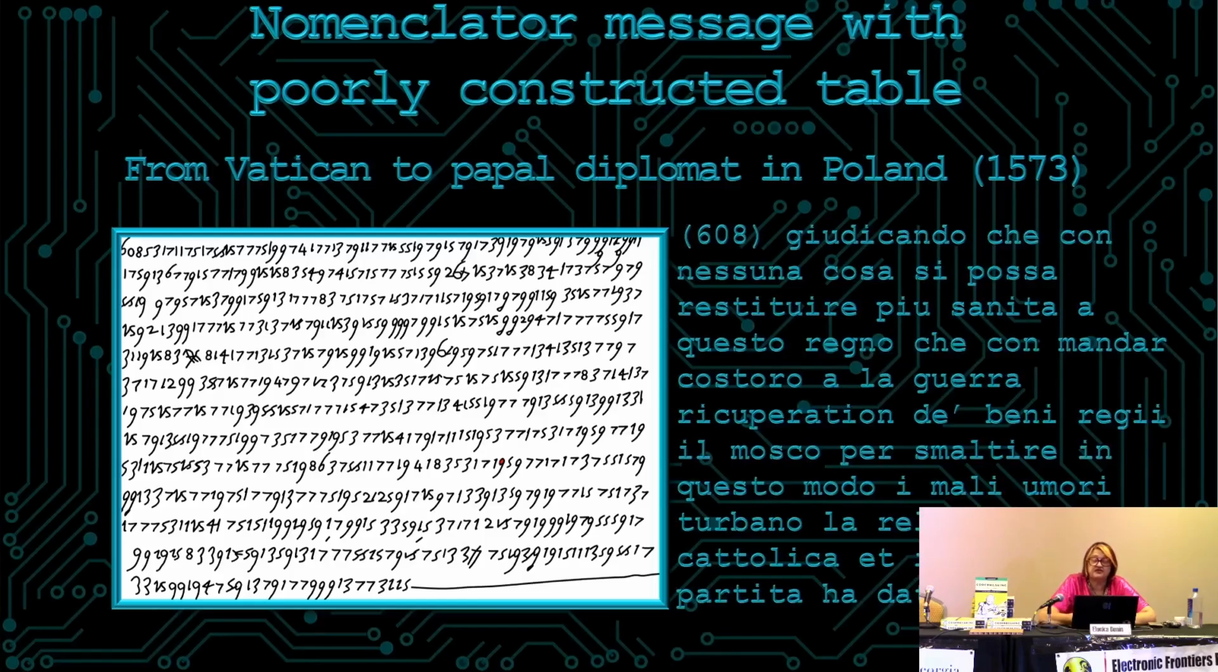In this case, the message turned out to be Italian. Italian is not one of my languages, but "giudicando, cieco nessuna cosa si possa restituire, puis sanita," and anyway, Italian. And then there's that first 608 at the front. We still don't know what it means because we only had that one example. So it may have come from a nomenclator table or some other type of code.